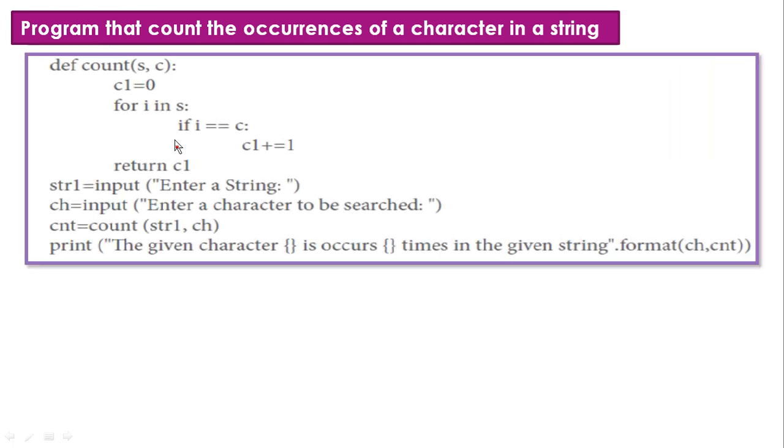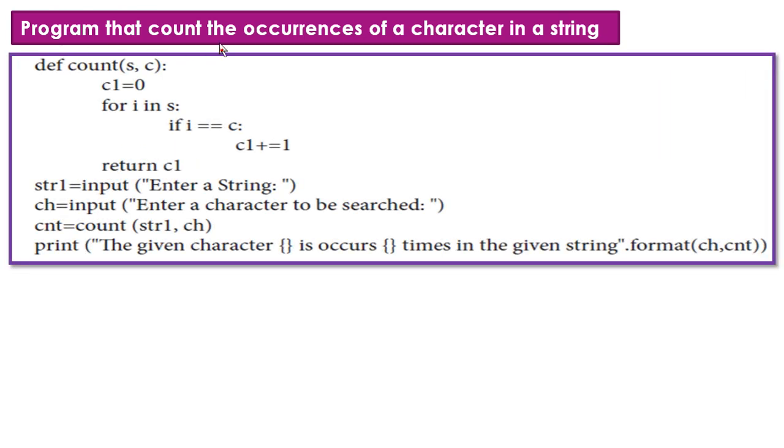And the last program counts the occurrence of a character in a string. This program counts the occurrence of a character. Here the str1 value is taken from the keyboard. Also the searching character is taken from the keyboard. So here cnt equals count of str1, ch. Here count is the function name. It has two actual parameters, str1 and ch.